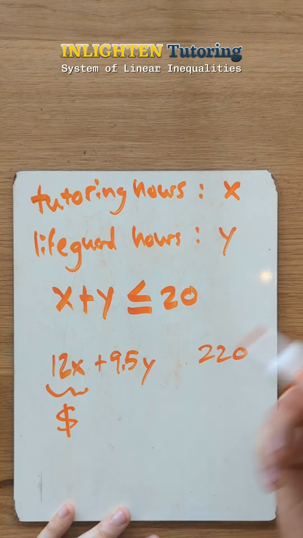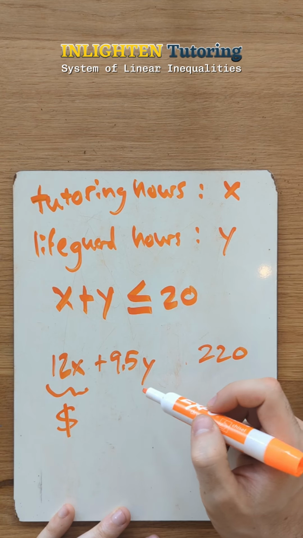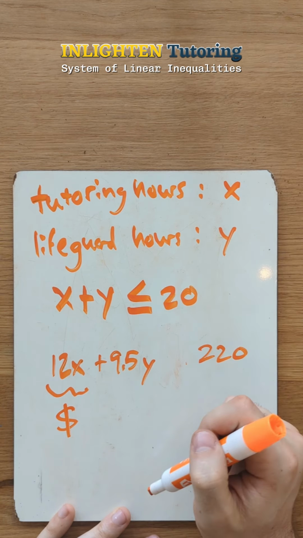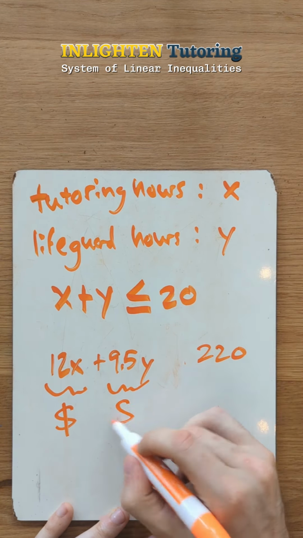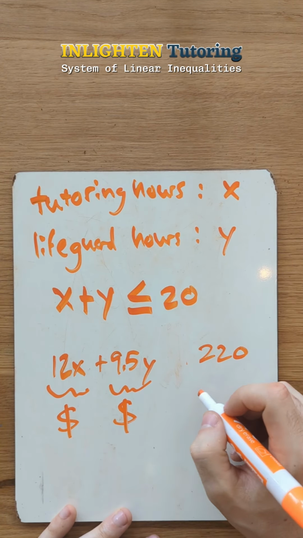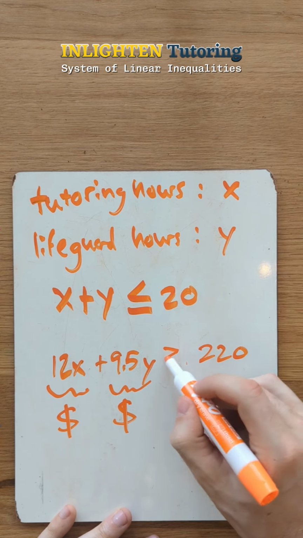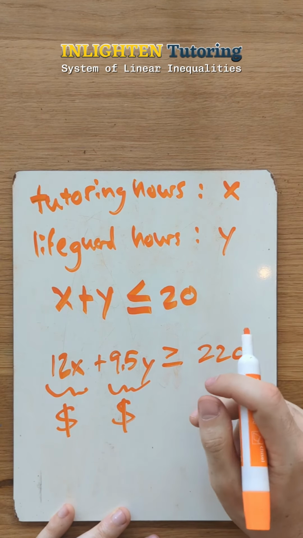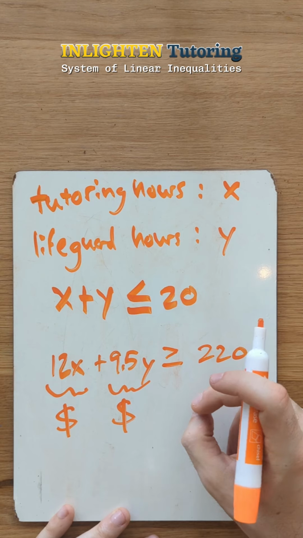And then for lifeguarding, similarly, she makes $9.50 an hour times y hours means this is the money she's making from lifeguarding. So if we add them together, it should be greater than or equal to 220 because she wants to earn at least $220.